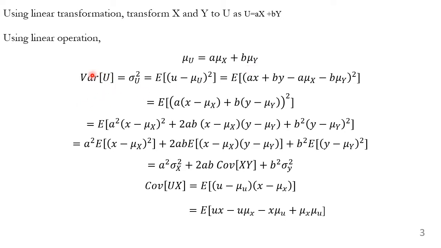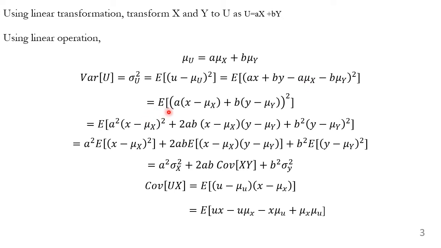We can also find the variance of U, sigma u squared, which is the expectation of (U minus mu u) whole squared. When I expand this, in place of U I can write aX plus bY, and in place of mu u I can write a mu x plus b mu y. On substitution, I get this. Let me expand this and rearrange it.